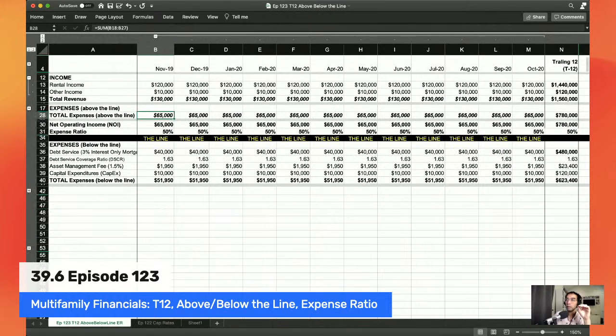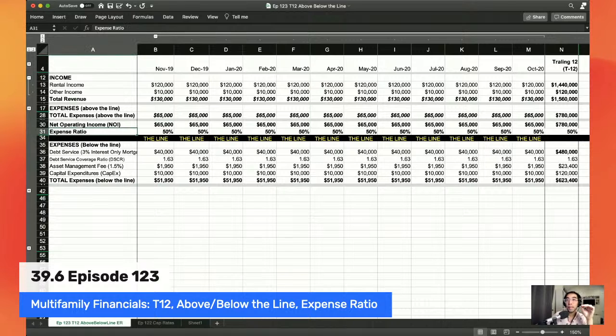Now, this black line is the line. That line separates the above the line expenses and below the line expenses. We're going to get to the below the line expenses in a moment, but the net operating income here is simply the total revenue minus the total above the line expenses. So in this situation, it started at $130,000 minus $65,000 for a total of $65,000.